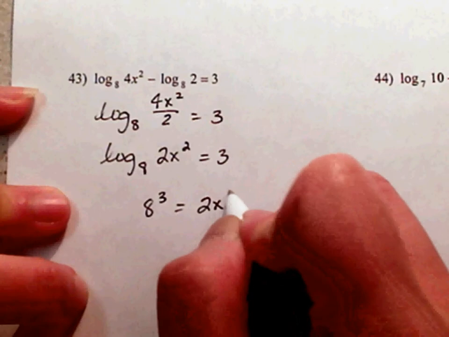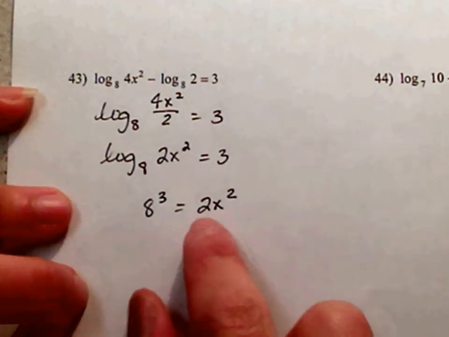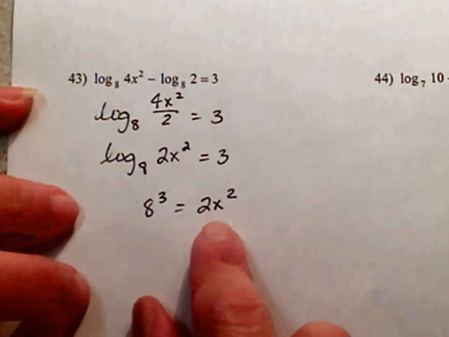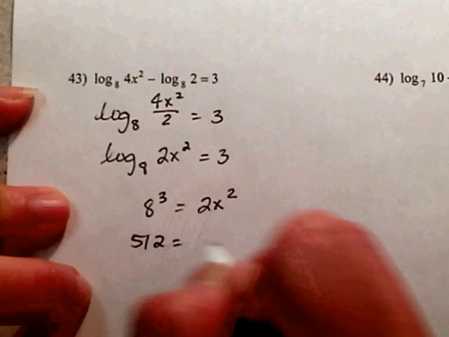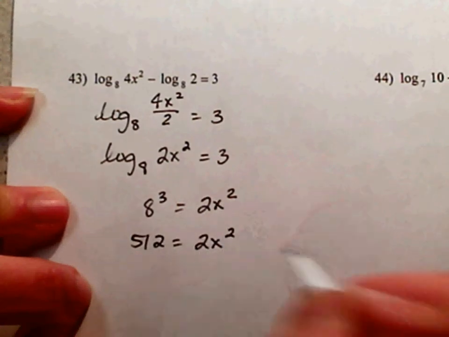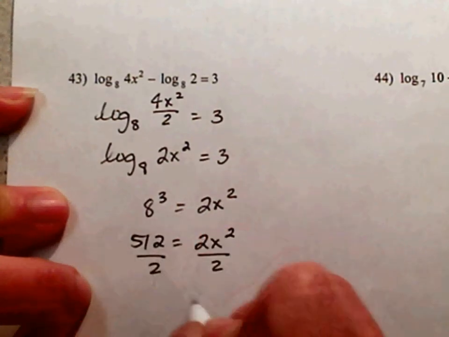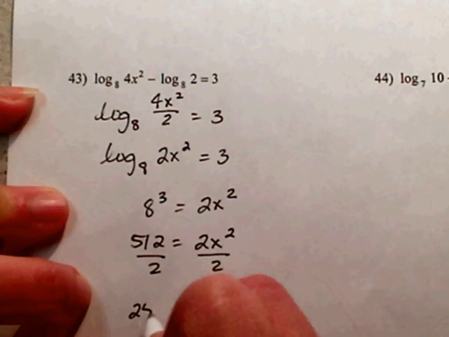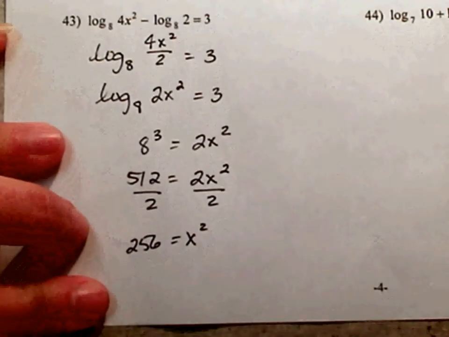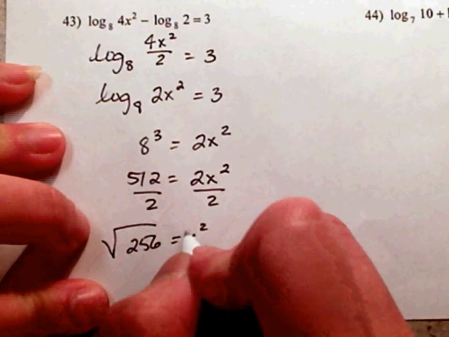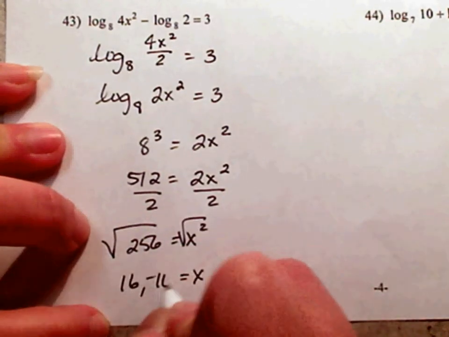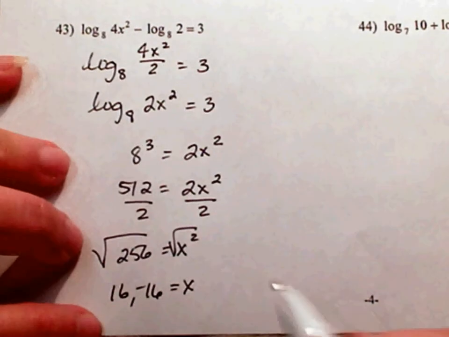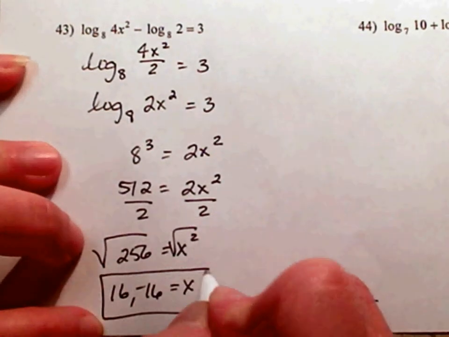Cannot divide by 2 yet. Okay? Go to your calculator. What is 8 to the third power? 512 is equal to 2x squared. Divide both sides by 2. X squared is 256. Square root that. Anytime you square root, you have two answers. So x is equal to positive 16 and negative 16. Now, you have got to check, okay? Use your calculator to check.